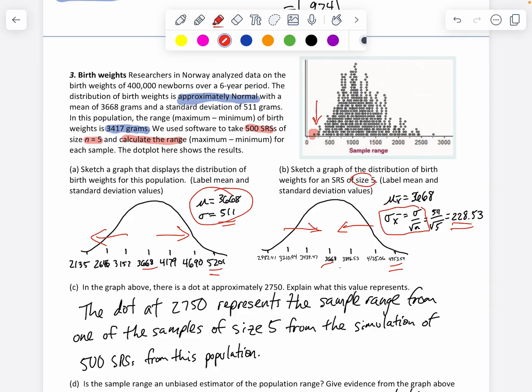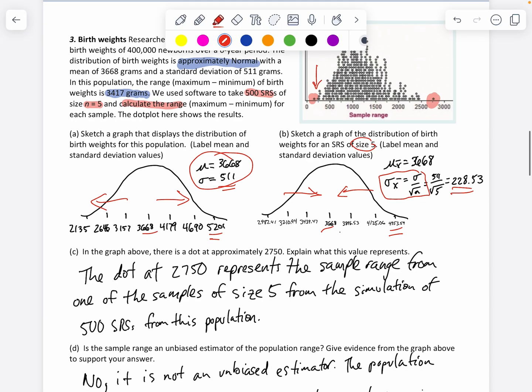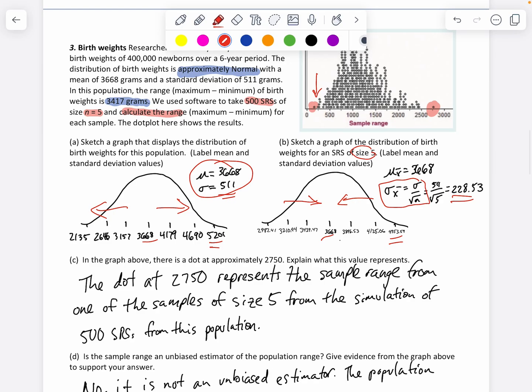Letter C asks what I already answered earlier with the highlighted dot, except now they want to know the highlighted dot on this side. That approximately 2750 means they took 5 babies and calculated the range between those 5. So it's the sample range from one of the samples of size 5, out of the 500 SRSs that they did. Those 5 babies collectively had a range of about 2750 grams, heaviest and lightest baby. So again, think of each dot as a sample of 5 with that group's range.